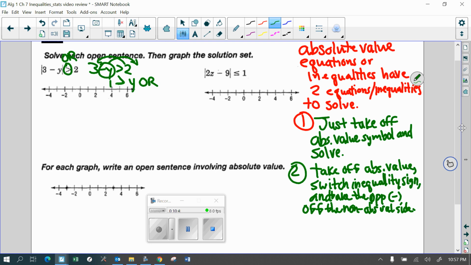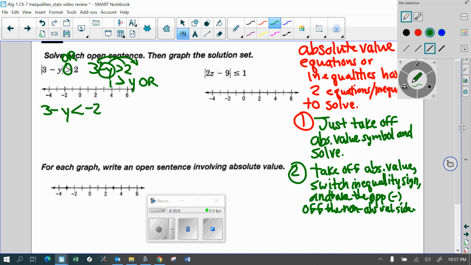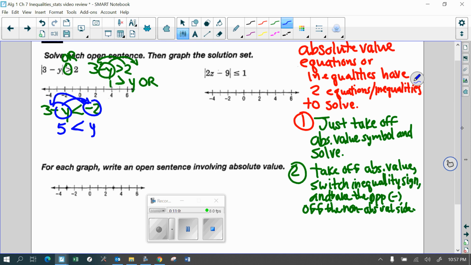And then the second one is 3 minus y. I told you to switch the inequality sign and take the opposite of the non-absolute value side. So that would be the right side. Again, my y, the one I'm solving for, is negative, so I'm going to switch it to the other side. And I'm going to therefore add the 2 across. So that y is greater than 5. So y is less than 1, that's that way, or greater than 5 that way. Both open circles because neither has an equal sign with it.